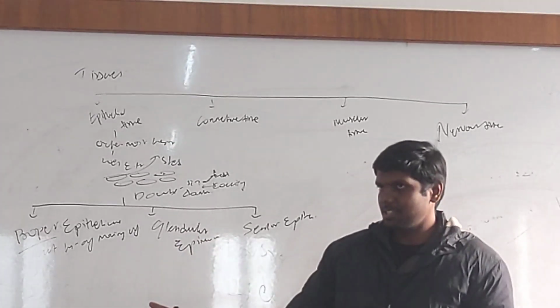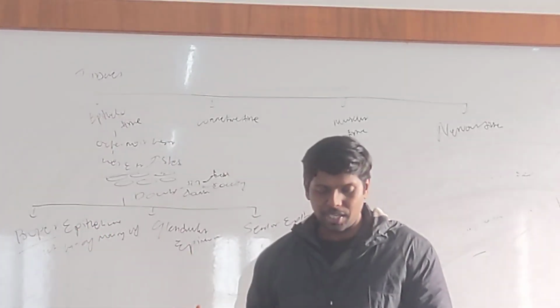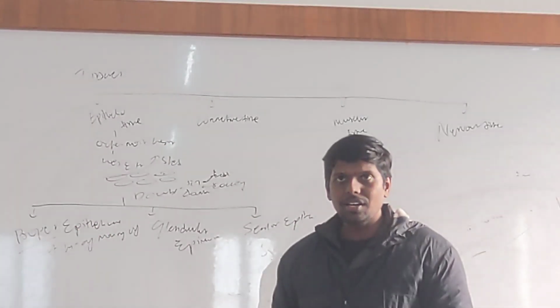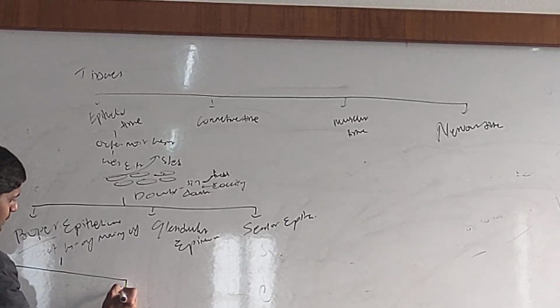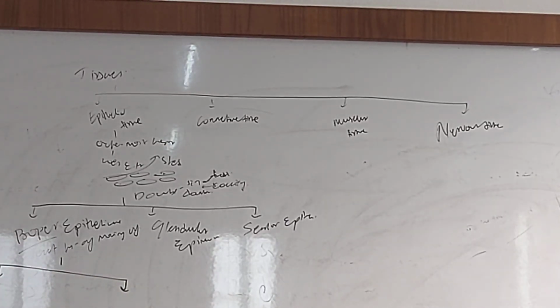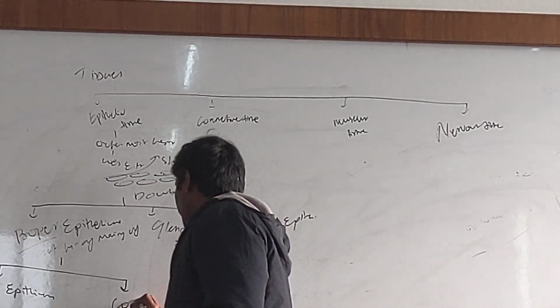Now, I will go to the next classification, the classification of proper epithelium. How has the proper epithelium been classified? Is everything clear so far? Okay, now listen. The proper epithelium is of two broad categories. Proper epithelium is of two types. They are simple epithelium, and the other one is compound epithelium.